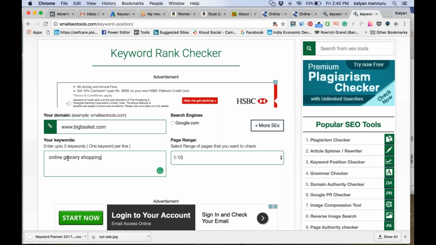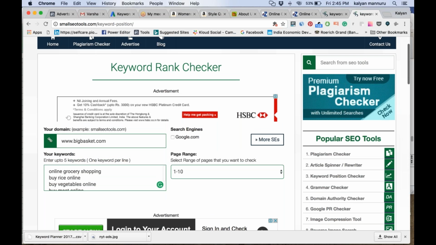Now I'm entering all those 5 important keywords: online grocery shopping, buy rice online, buy vegetables online, buy meat online, buy fruits online. So these are the 5 keywords I'm typing to check where Big Basket ranks on Google.